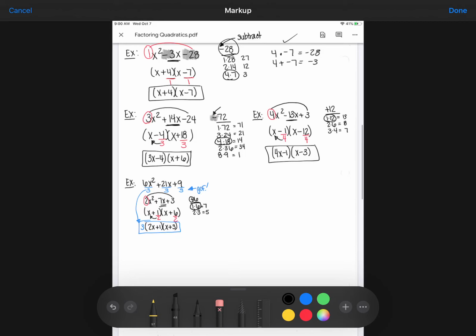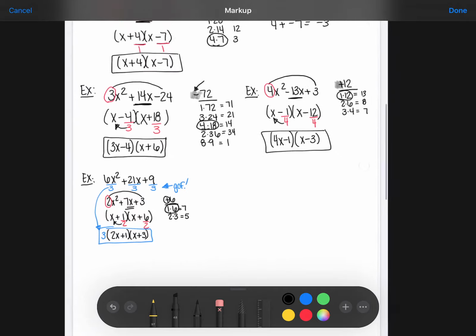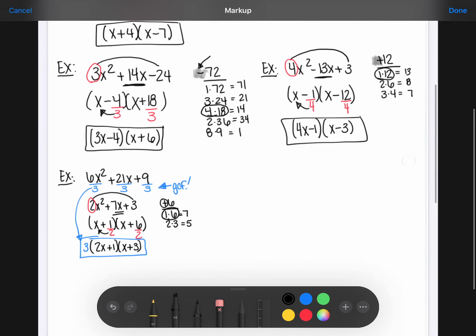Okay, so if it was negative, you would subtract. If it was positive, you'd find numbers that add to give you your middle number. And then just play the sign game to figure out if it's a positive or a negative or two negatives that go inside your winning house with your winning numbers. And then don't forget to divide by that leading coefficient.